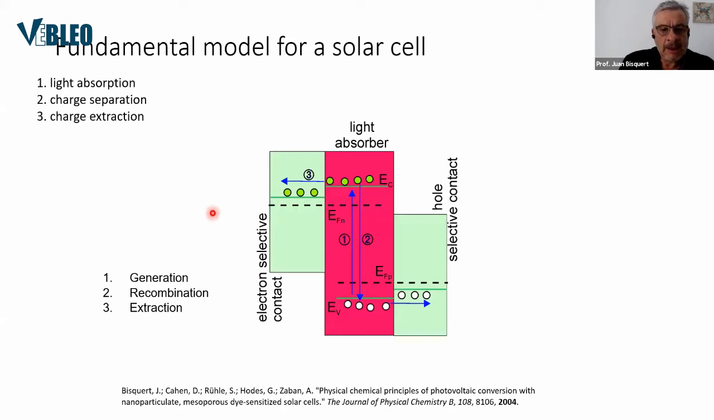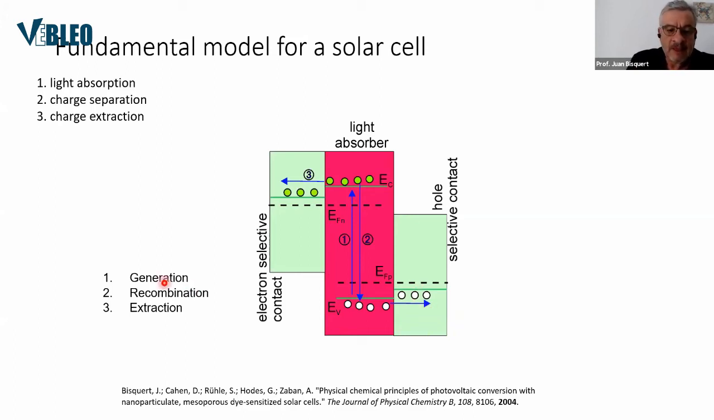And so the image that we have is that you have a semiconductor with selective contacts and three steps. One is light absorption, pumping up. Then you create an electron-hole pair, and this must be separated, otherwise it undergoes geminate recombination. And finally, you need extraction, and when you have extraction, you create electrical current, you create photocurrent.